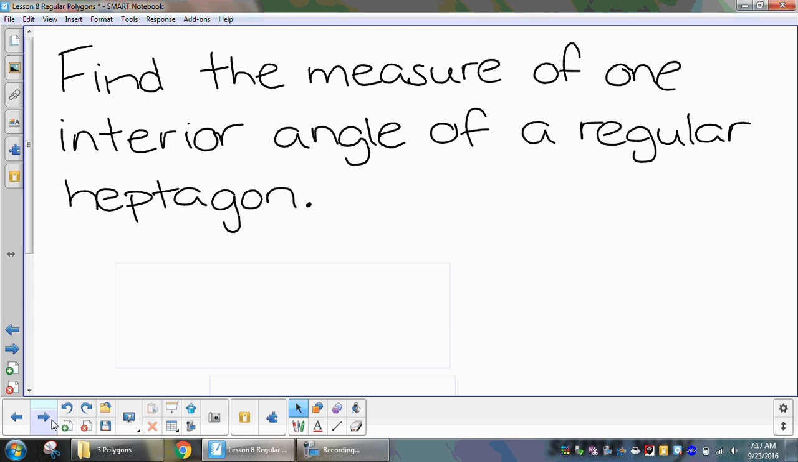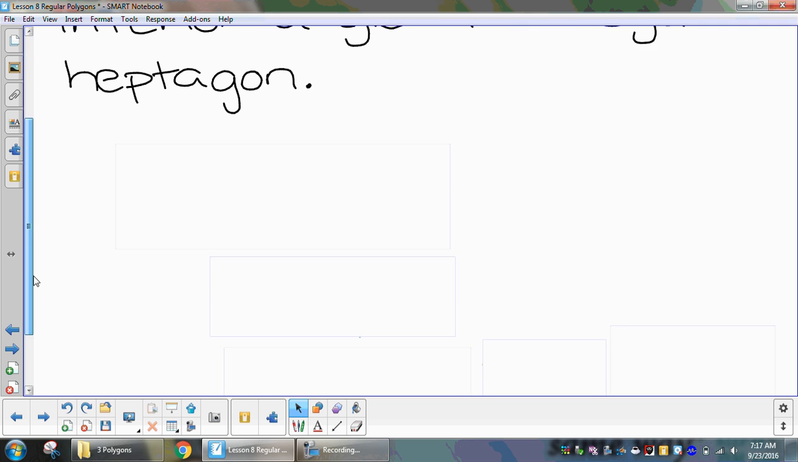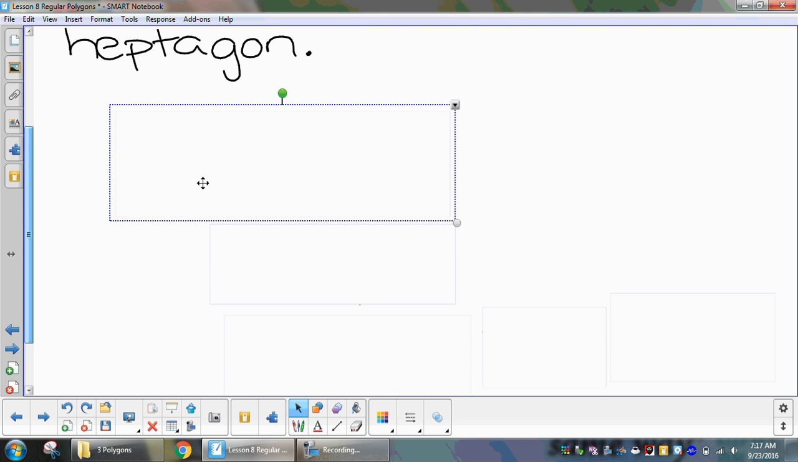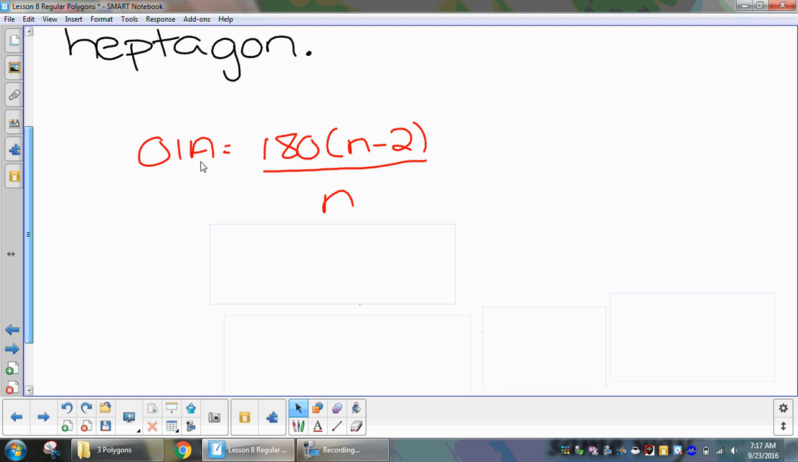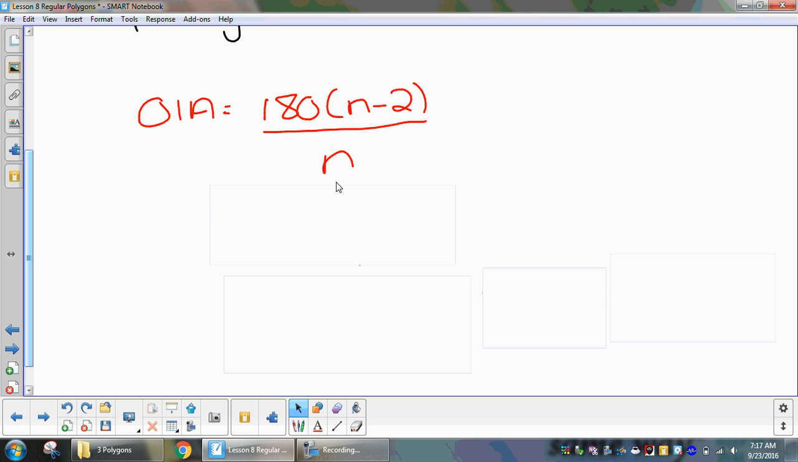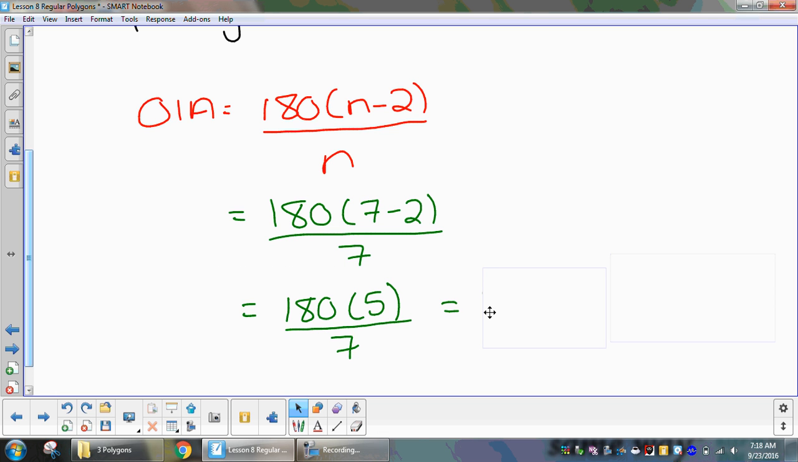So let's try an example. I have a regular heptagon. That means I have a 7-sided polygon. All the sides and angles are equal, and I want to find one interior angle. So I write the formula every time, just like when we use the distance formula or the midpoint formula, we're going to write it every time. Plug in 7 for n in both spots, and then we can just simplify.